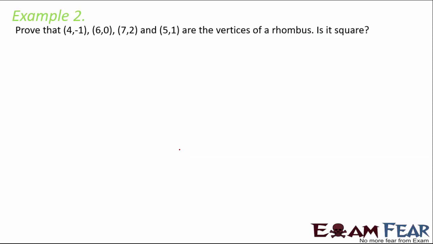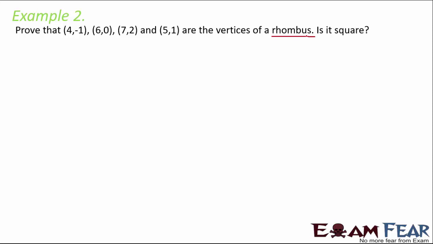Let's look at the next question. Prove that (4, minus 1), (6, 0), (7, 2) and (5, 1) are the vertices of a rhombus. Is it a square? First we have to prove that this is a rhombus. Now what is a rhombus? What's the main feature of a rhombus? In a rhombus, all four sides are equal, just like a square. But if it has to be a square, all four angles should also be equal, which is not the case for a rhombus.